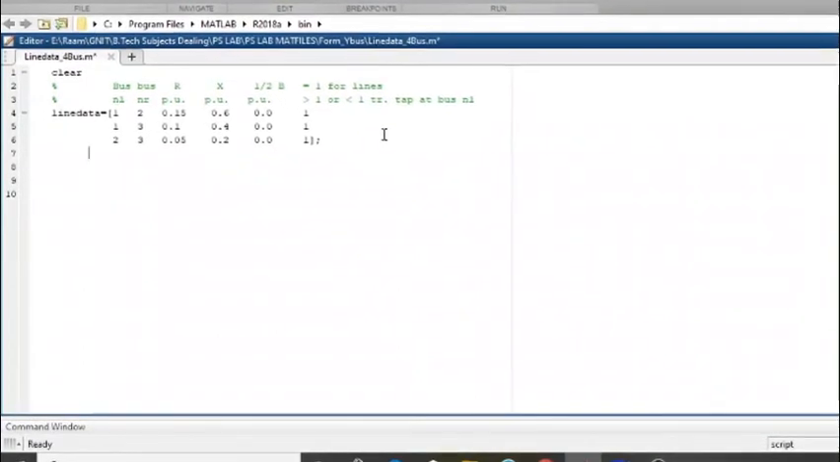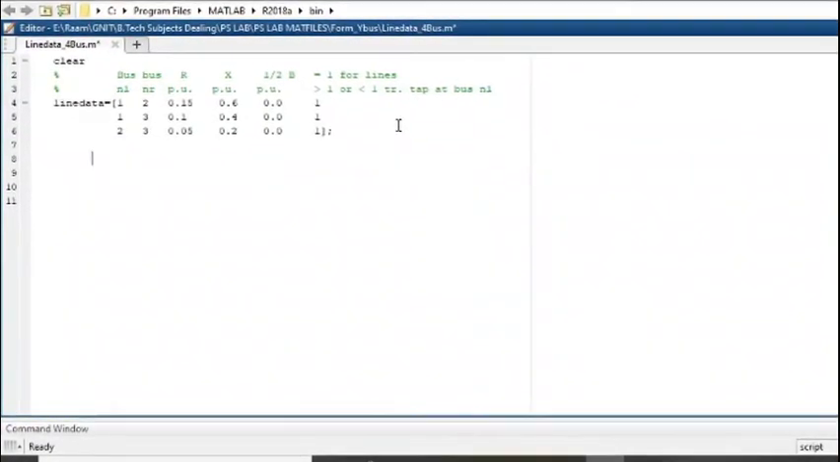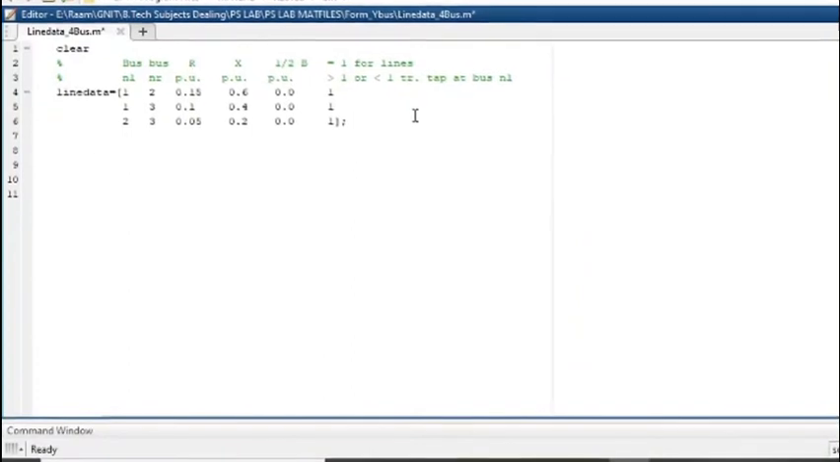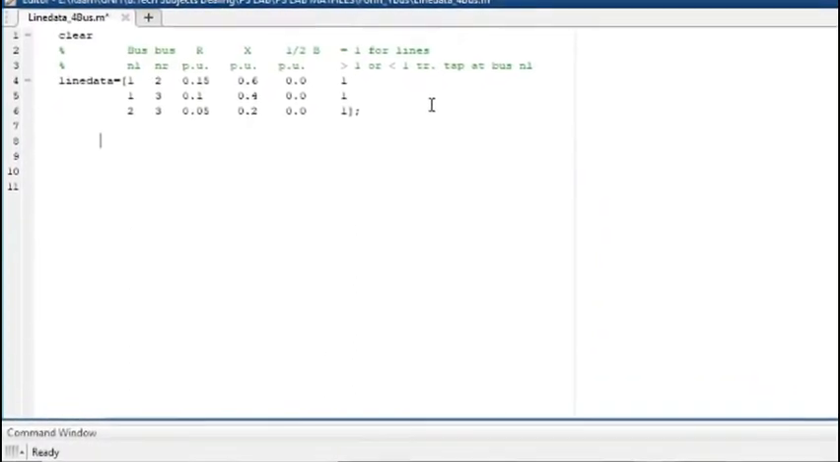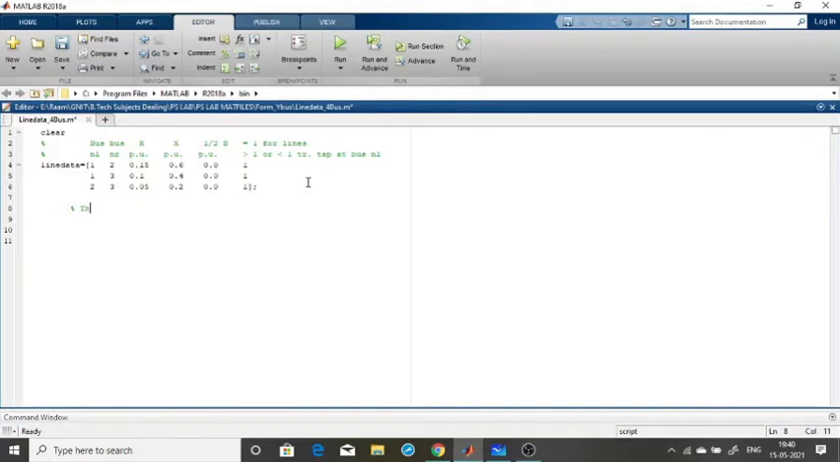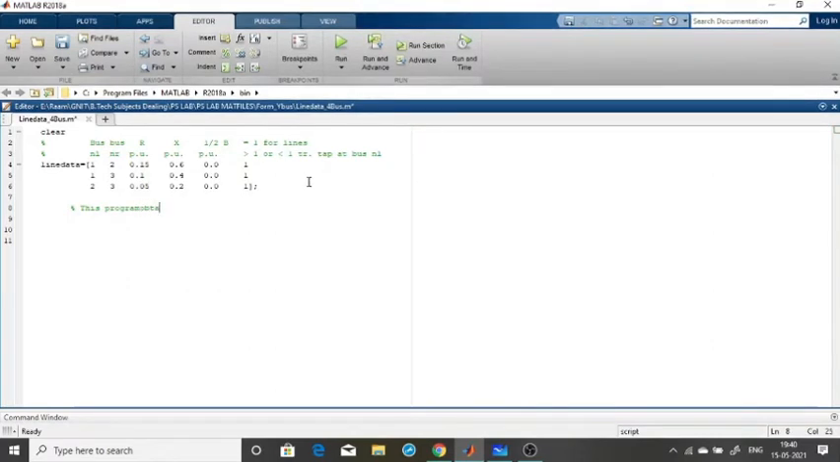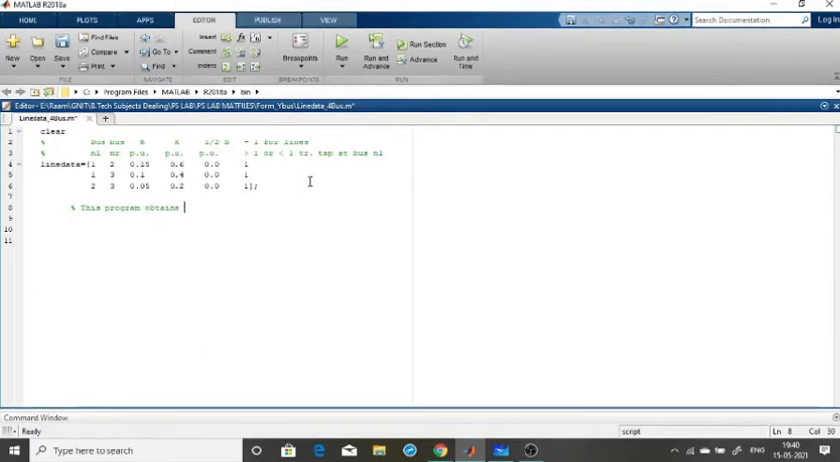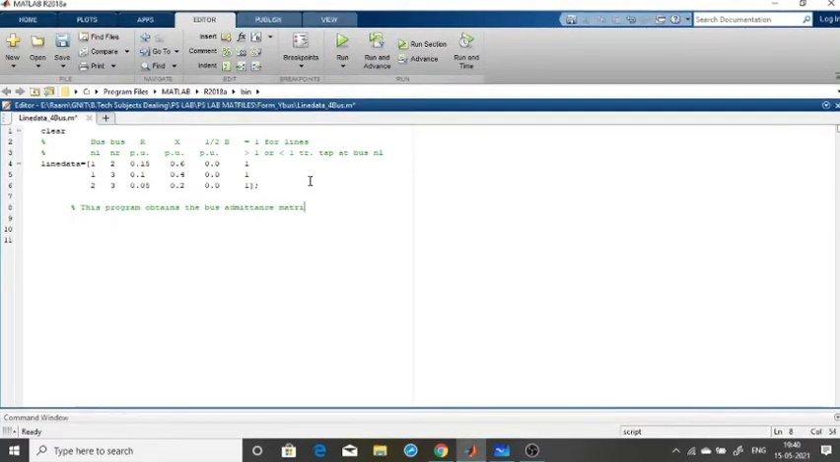Now start writing the program for Y-bus formation. How are we going to start writing the program for Y-bus formation? We need to start a program by typing percentage, this program obtains the bus admittance matrix.